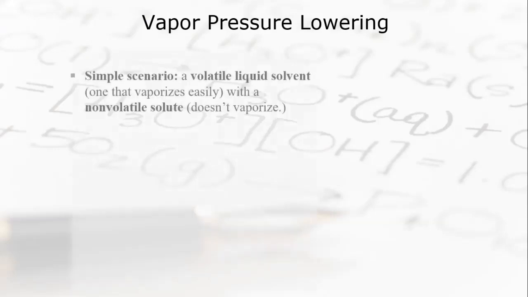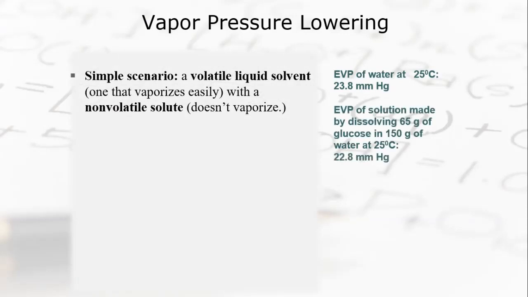So let's take a simple scenario. Let's say that I have a volatile liquid solvent. Remember, volatile means a liquid that is easily vaporized. And I'm going to dissolve a non-volatile solute, one that doesn't vaporize. In other words, the vapor pressure above this liquid solution is going to be due to the vaporization of the solvent only.